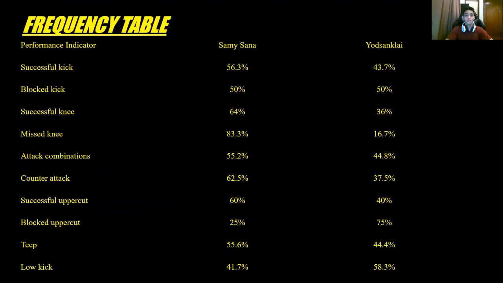Okay, next we move to the frequency table for performance indicators in percentage. As you can see, there are 10 performance indicators between Semi Sana and Yod Sang Klai. Total number percentage in 3 rounds.